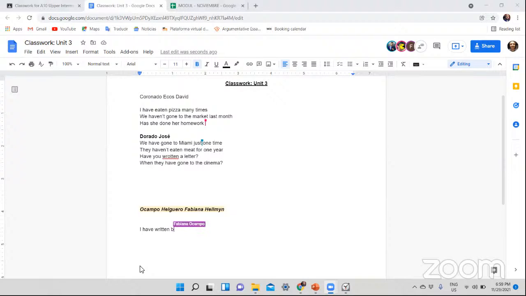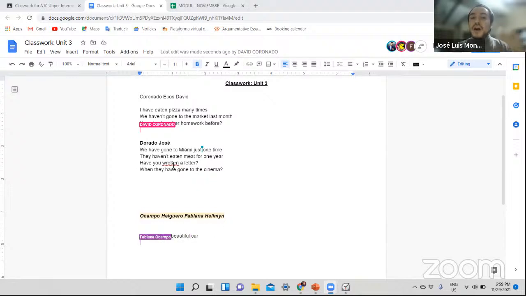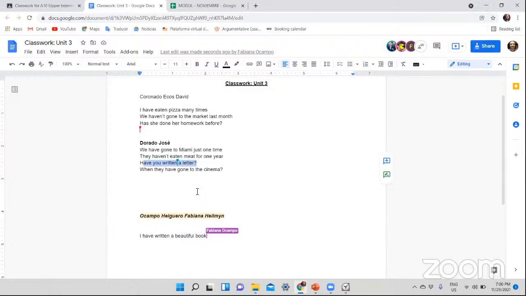I think this is wrong, right? Yes, instead of written, remember it's going to be with I, written. The O changes to I. Correct? Very good. What are the possible answers to this question, Jose? Have you written a letter? There are two possible questions, right? Yes, no questions. What are those two possible questions? Or sorry, two possible answers?